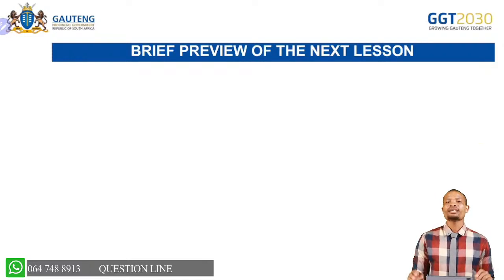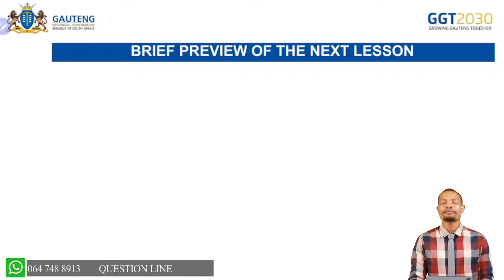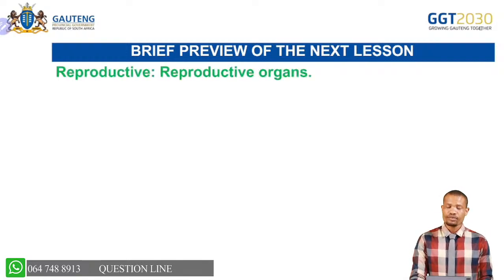Right. So now let's look at a brief preview of what's coming in our next lesson. In our next lesson, we are going to be looking at the reproductive system. We will be looking at the reproductive organs. Now, the reproductive organs will be things like the penis, the vagina, the urethra, the uterus, and testis. Right, so that lesson is going to be very interesting.